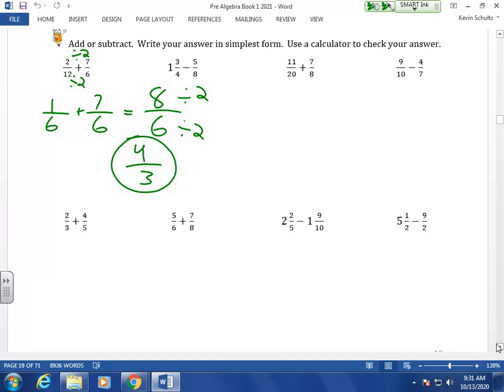Sure, mixed numbers, yeah. So for mixed numbers, this is a situation where we have a whole and then a part. We have 2 wholes and then 2/5. And we're subtracting 1 whole and then 9/10. My recommendation is to convert these to improper fractions first. Okay? So what's the math behind converting 2 2/5 into an improper fraction?